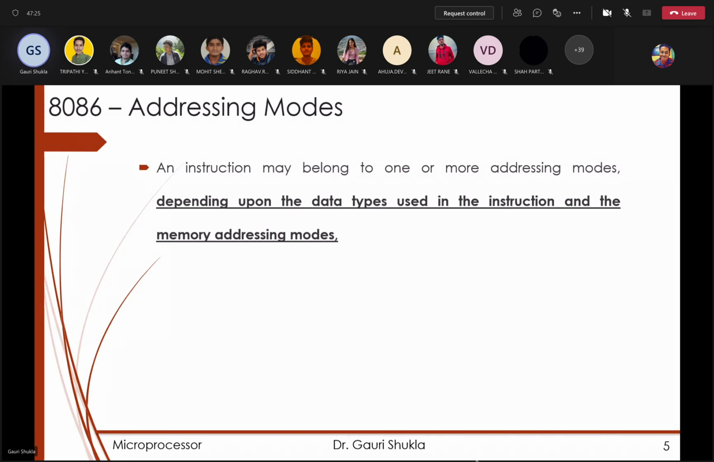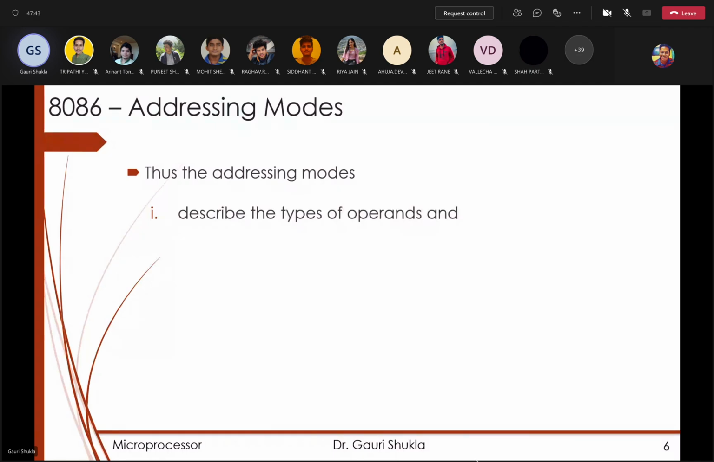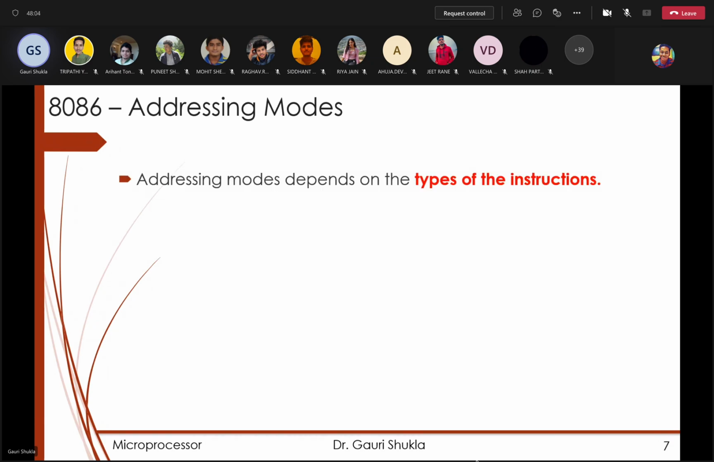The instruction may belong to one or more addressing modes depending upon the data types used in the instruction and the memory addressing modes which are there. There are many types. If you see different books, a few words are changed here and there, but that's okay. The addressing modes describe the types of the operands and the way they are accessed for executing an instruction, how they are presented in the instruction. How my operands are given in the instruction, based on that, I have different addressing modes.